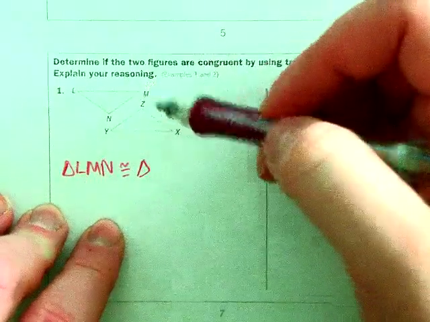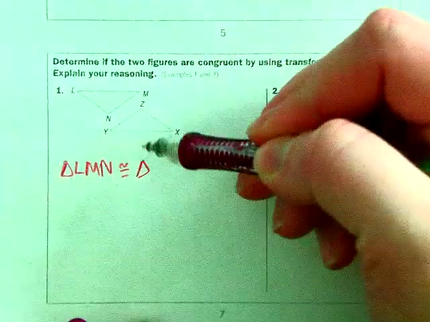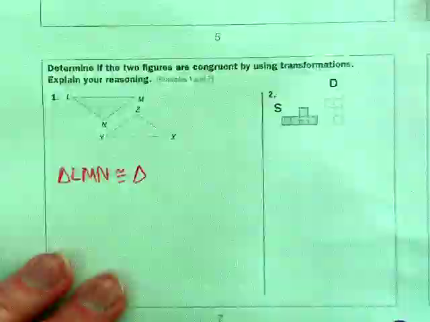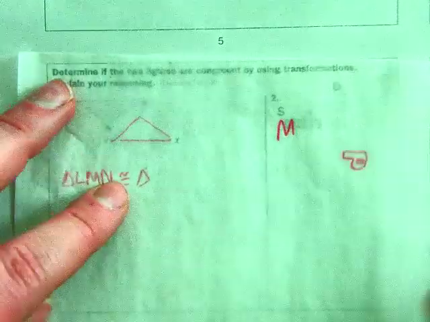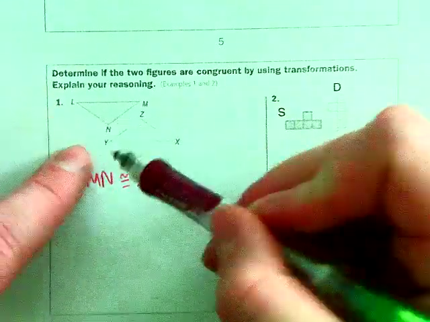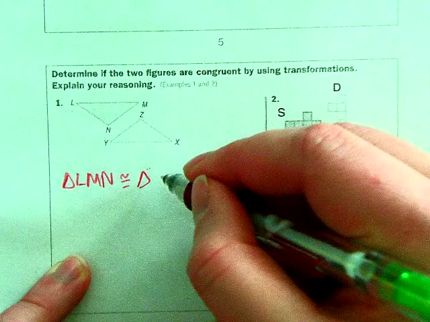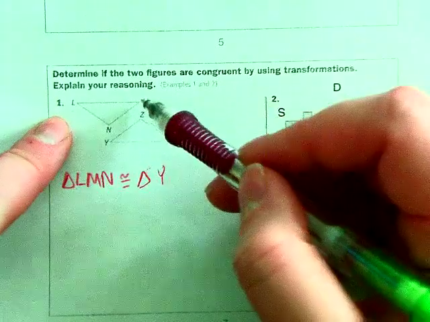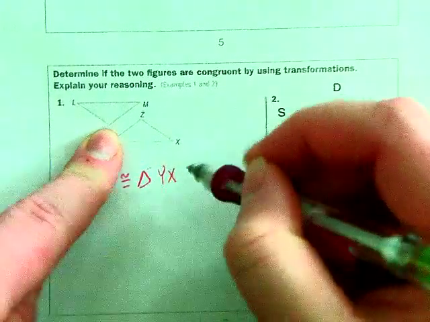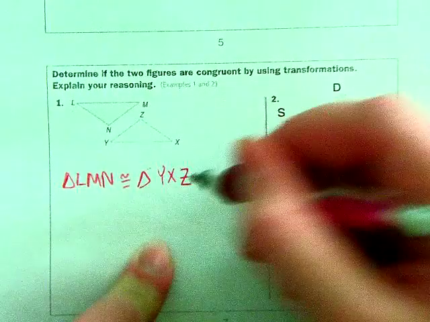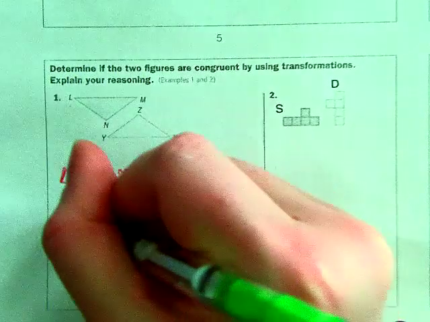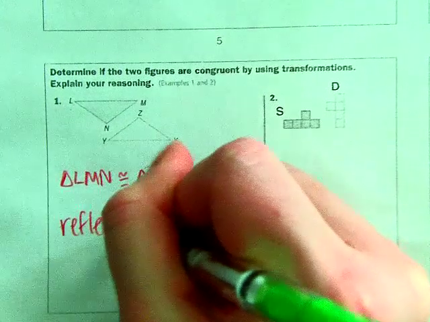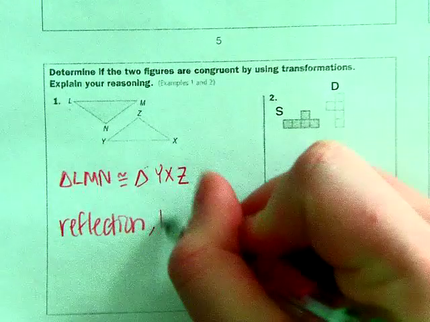Or could it be a reflection? I think if we reflected it here, I'm going to prove it with patty paper. If we reflect this along this line here, so we just bring it upside down, they would land the same. So I think that L goes with Y, M goes with X, and N goes with Z. So I call that a reflection. You could do a rotation, but then your order would be different. Reflection and translation.